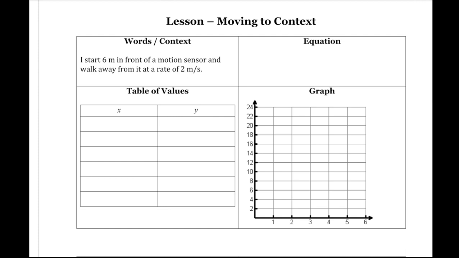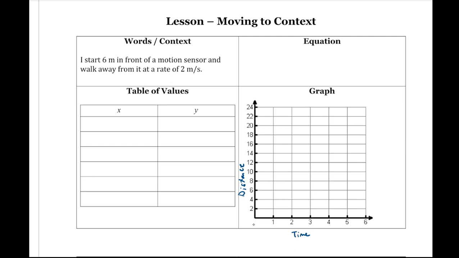So starting off, we're given in words the scenario that I start 6 meters in front of a motion sensor and walk away from it at a rate of 2 meters per second. So I'd say the easiest one to think of right now is let's graph it, because that's what we just looked at in the last lesson. So if I'm starting 6 meters away, you can remember for our graph, we have time on the bottom, we have distance on the side or on the vertical axis.